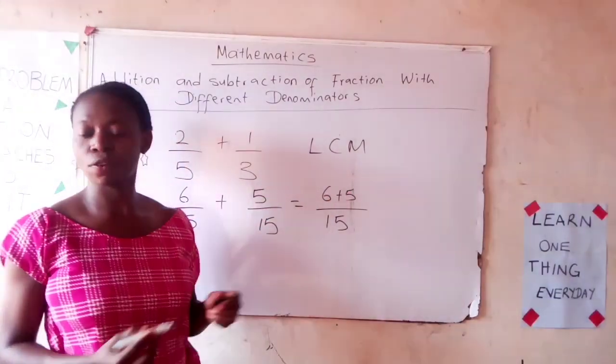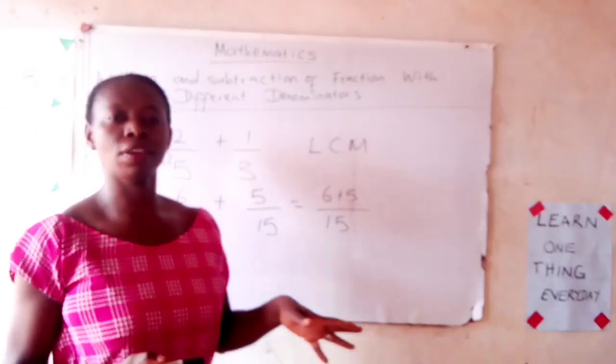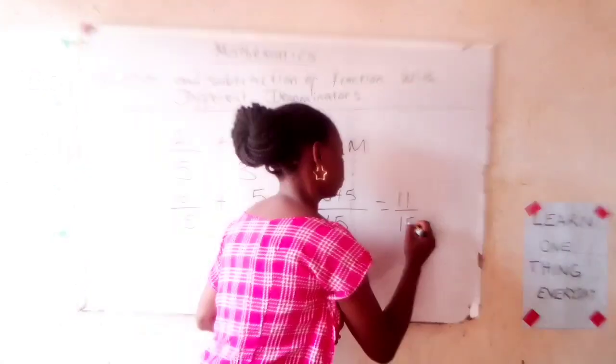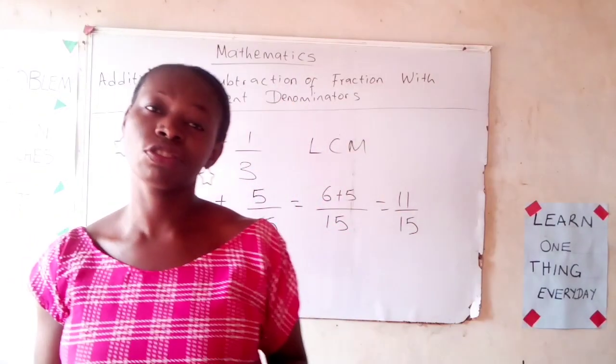6 plus 5 all over 15. 6 plus 5 gives us what? 11. So our final answer becomes 11 over 15. You can see it's very, very simple.